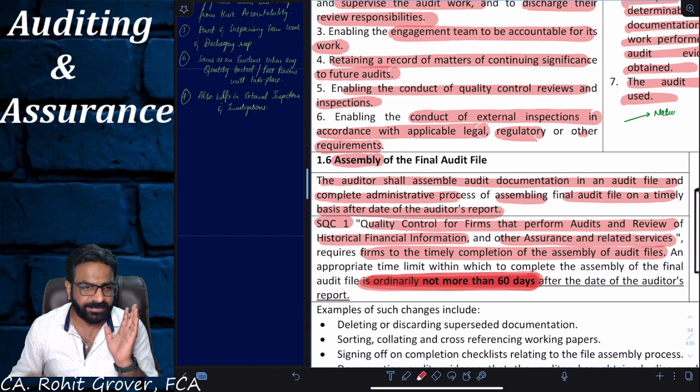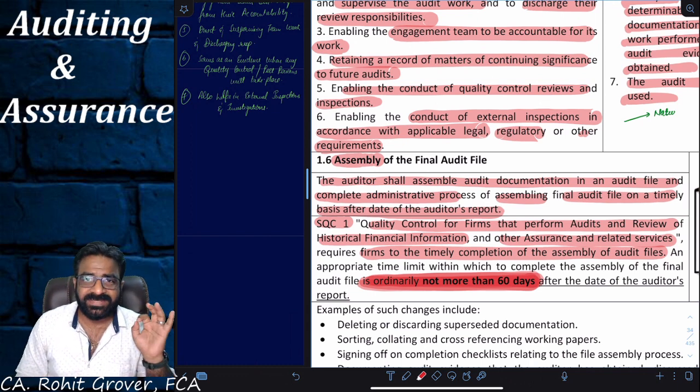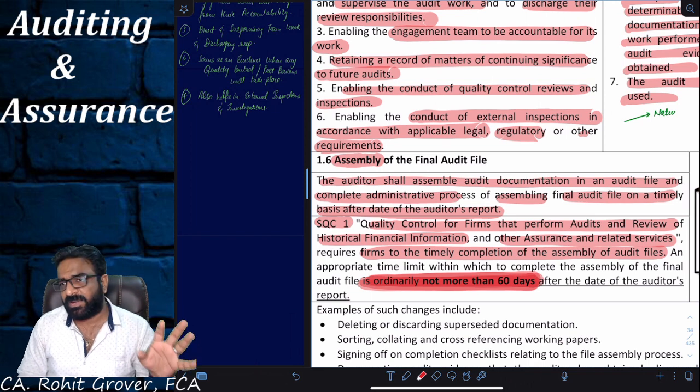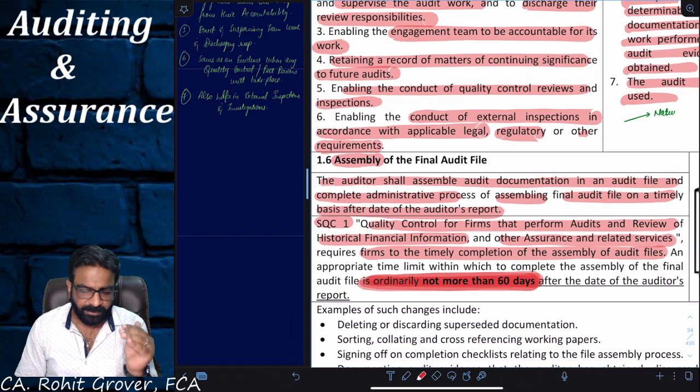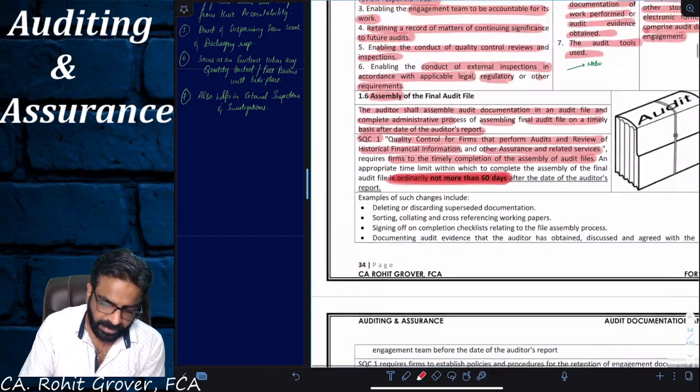So remember, this is an MCQ question which they may ask you: what is the assembling time as per SQC 1? Within 60 days from the date of audit report. The moment you have signed the audit report, in the next 60 days, your final audit working paper file should be ready. Clear, everyone? Next one.